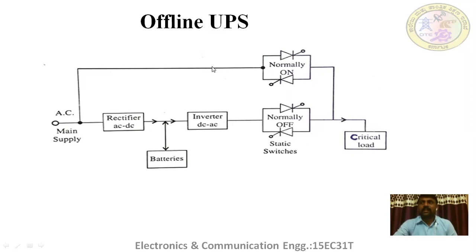This UPS is a standby power supply. In normal condition, that is, when power supply is available or there is no power failure, the loads work directly with the AC mains. See here, the loads are connected directly to the AC mains. At this time, the rectifier converts the AC into DC to charge the batteries. I mean, when the AC mains is present, all the loads function with this AC mains. At the same time, the rectifier charges the battery.